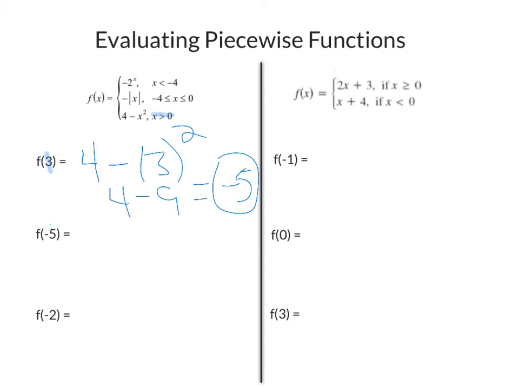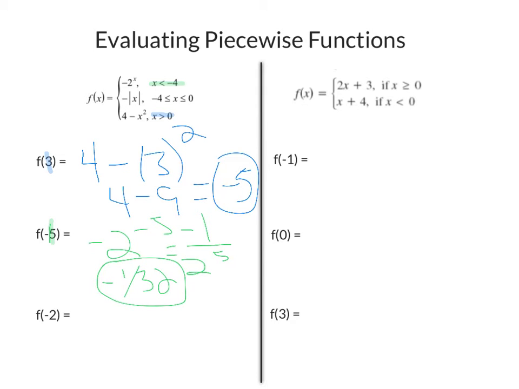If I look at our second example, f of negative 5, I would first try to find out where negative 5 falls in my domain. Well, negative 5 is less than negative 4, therefore I would use the rule negative 2 to the x. So I have negative 2 to the negative 5. If I use my rule of negative exponents, I'd have negative 1 over 2 to the 5th. 2 to the 5th is 32, so I have negative 1/32.